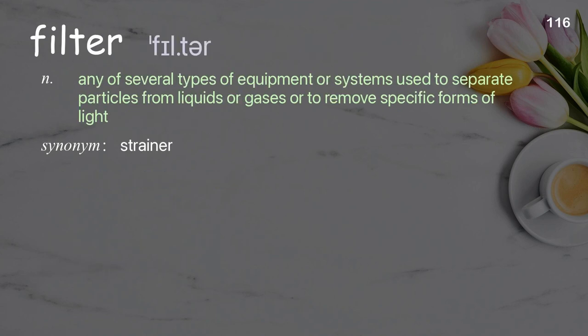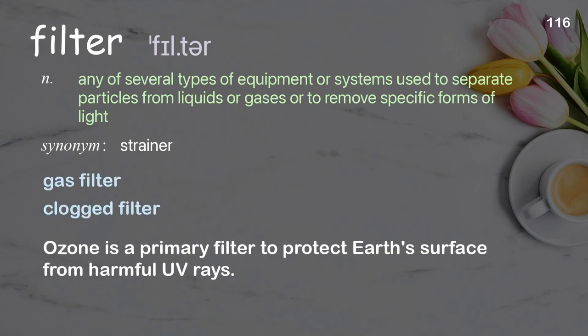Filter. Any of several types of equipment or systems used to separate particles from liquids or gases, or to remove specific forms of light. Examples. Gas filter. Clogged filter. Ozone is a primary filter to protect Earth's surface from harmful UV rays.